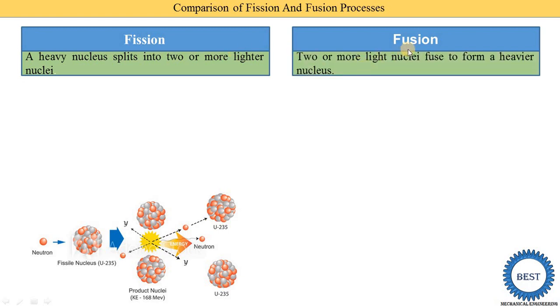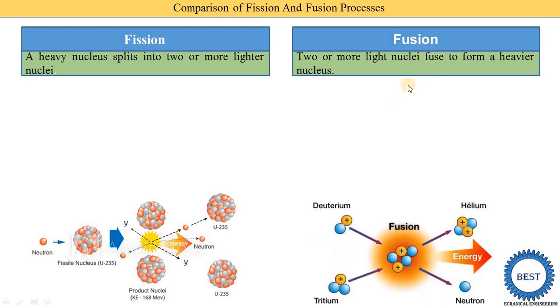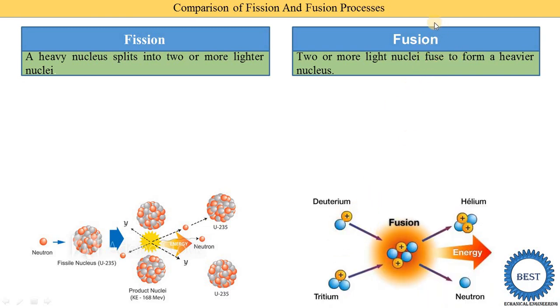In a fusion process, two or more light nuclei fuse to form a heavier nucleus. Fuse means they are joined. Now here you see this image. This fusion process is carried out on the different hydrogen isotopes. Here you see deuterium and tritium are the hydrogen isotopes and they are fused. Fuse means they are joined.